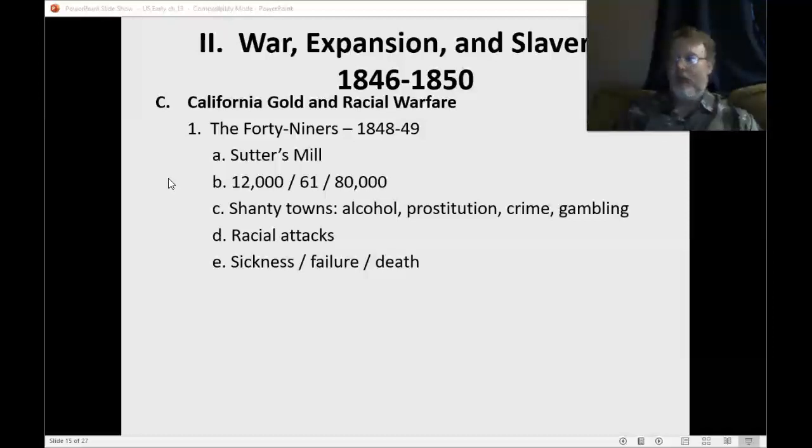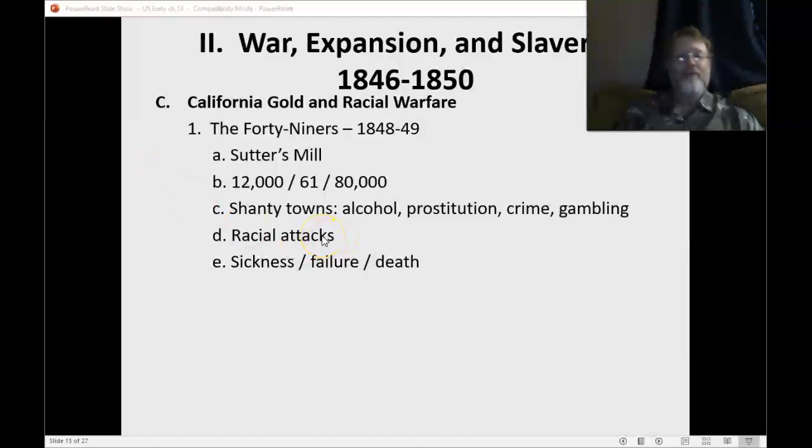I've done panning for gold. It looks easy when they do it, but it's tough to actually get anything. Yeah, life was really rough. If you were a minority, if you were non-white, if you didn't get there in the first couple months, you didn't get much of it. It wasn't about sharing the wealth.